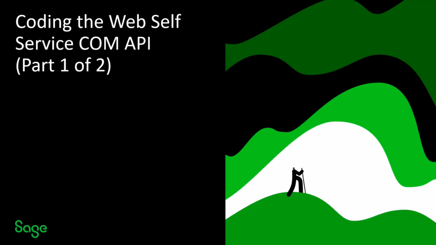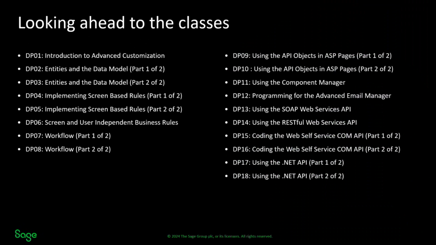Welcome to this session on coding the web self-service, working with the COM API. This is the first of two lessons looking at the topic, and here you'll see that we'll be finishing this off before touching on the .NET API. So we're in the 15th lesson, and that means that we really are approaching the end of our 18 lessons together. In this lesson, we're going to set the scene, really.